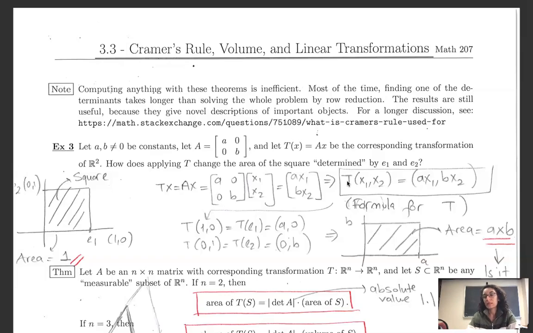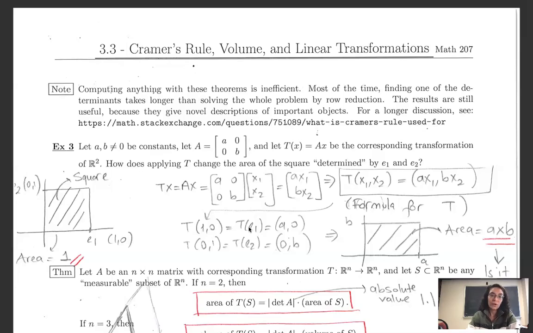So T will carry all the vectors (x1, x2) to another vector in R2, which is given by (ax1, bx2). Okay, so with respect to this formula, what happens to my square under this transformation? Just look at the basis vectors e1 and e2, because your square is determined by these vectors.